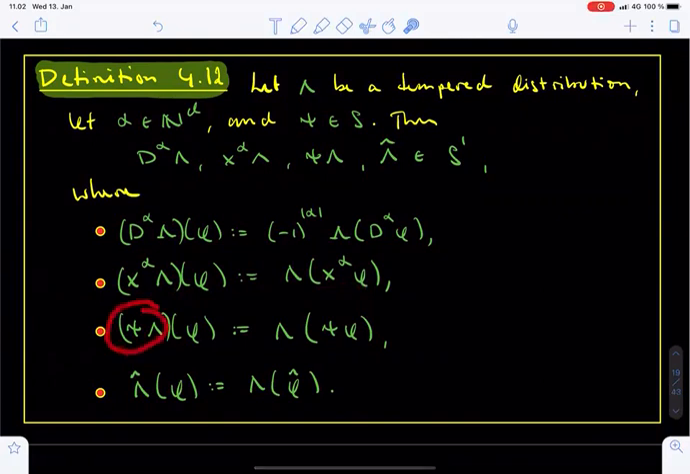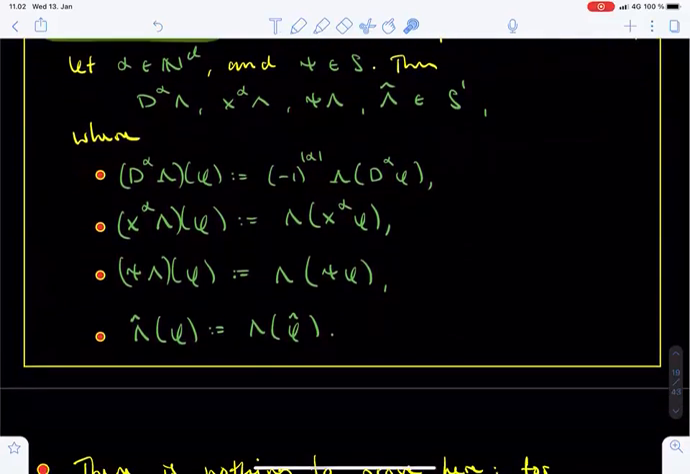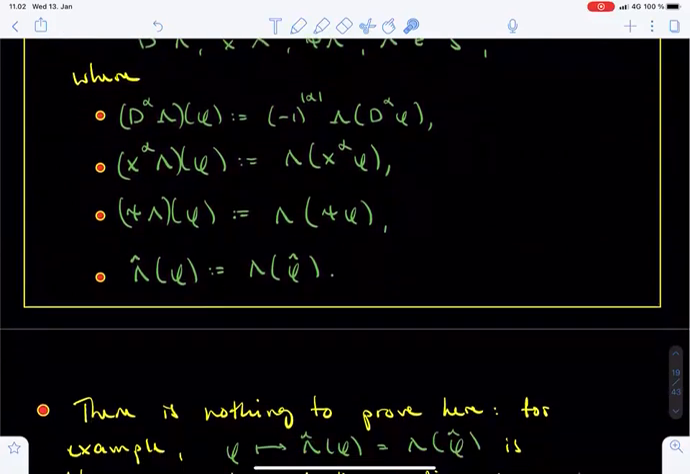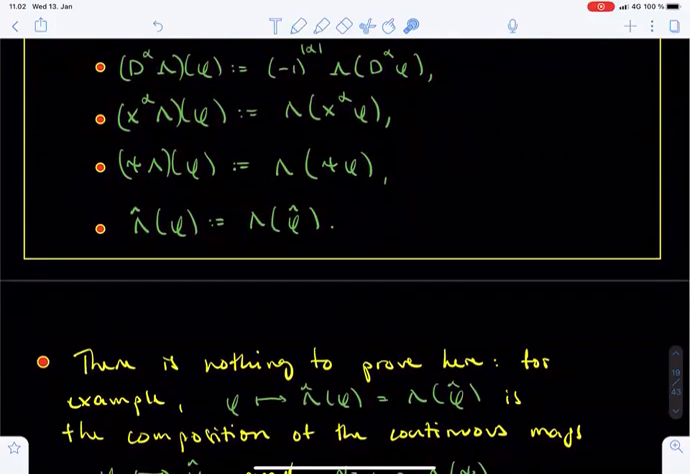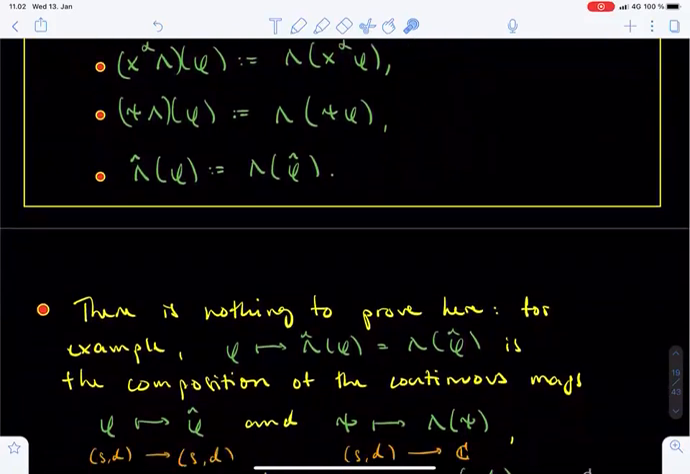Third, psi times lambda evaluated at phi equals lambda evaluated at psi times phi. Finally, the Fourier transform of lambda evaluated at phi equals lambda evaluated at hat phi. All of the four expressions here clearly define linear maps on the space of Schwarz functions. In fact, they are tempered distributions, or in other words, continuous linear maps on the space of Schwarz functions.